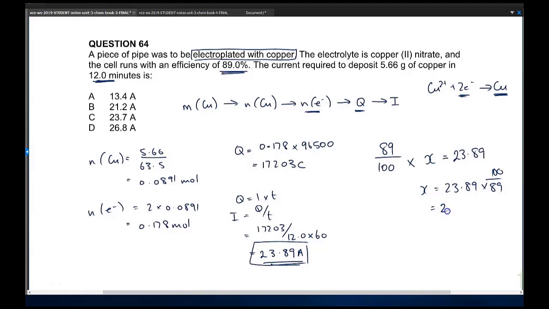And then you'll get 26.85 amps. So we had to use the percentage in this funny way because we knew how much of the end product we wanted, and we had to work backwards. So always, when you see these little inefficiency questions, always the first thing you should do is think, do I want an answer that's bigger or smaller than the answer I get if it's 100% efficient? Does that make sense?